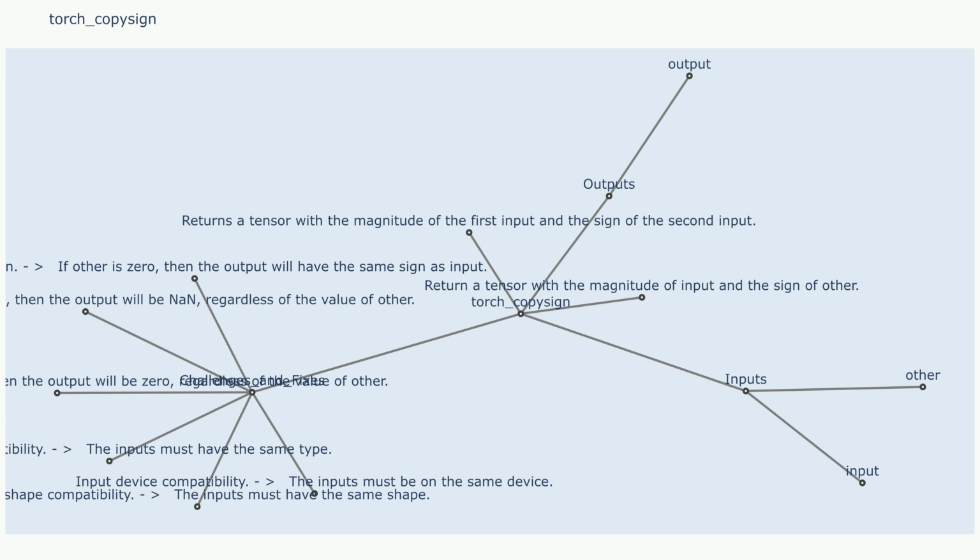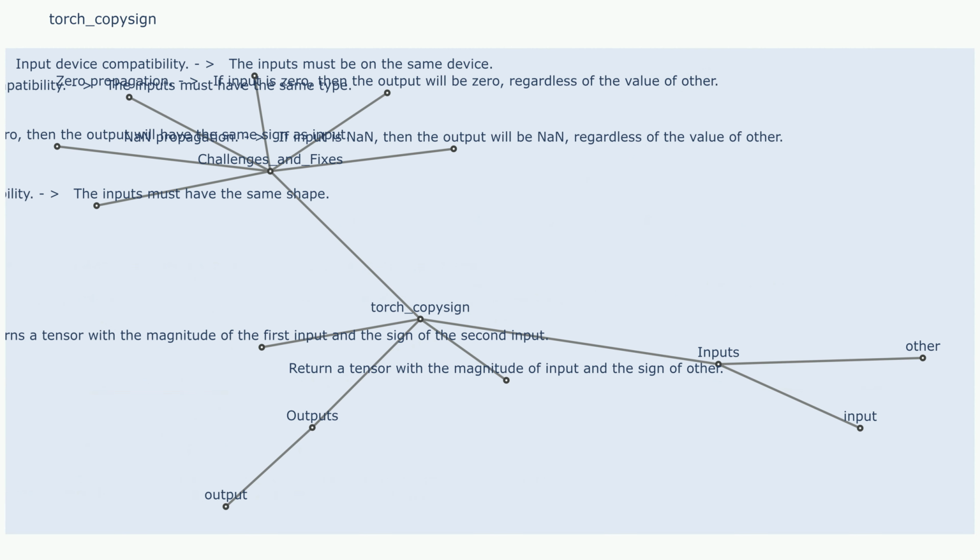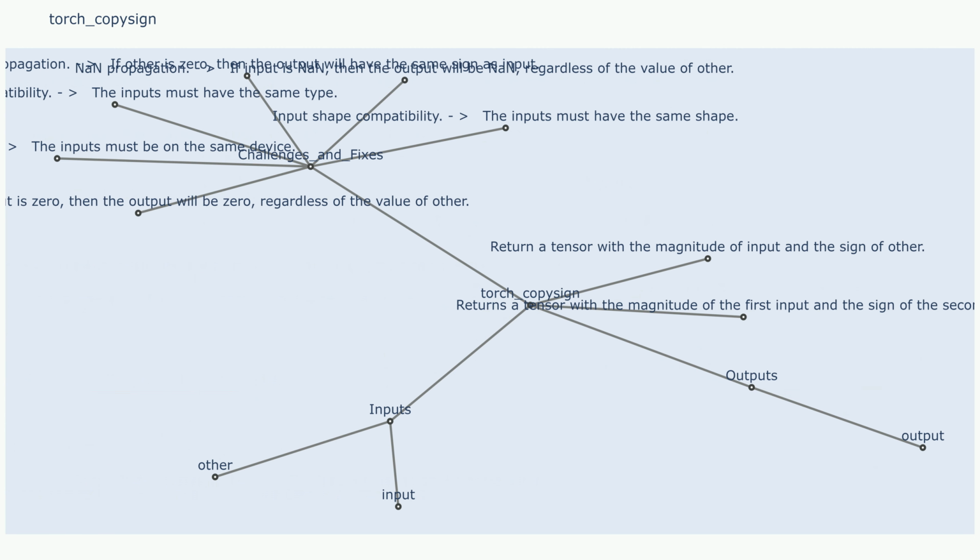torch.copysign. Description. The torch.copysign function copies the sign of one input tensor to another input tensor. It returns a new tensor with the magnitude of the first input tensor and the sign of the second input tensor. Inputs. Input: a tensor of any shape.